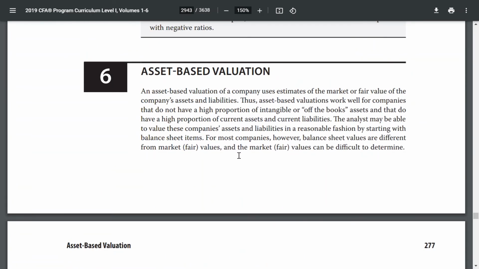Asset-based valuations. An asset-based valuation of a company uses estimates of the market or fair value of the company's assets and liabilities. Thus, asset-based valuations work well for companies that do not have high proportions of intangibles or off-the-book assets, and that do have a high proportion of current assets and current liabilities. The analyst may be able to value these companies' assets and liabilities in a reasonable fashion by starting with balance sheet items. For most companies, however, balance sheet values are different from market fair values, and the market fair values can be difficult to determine.